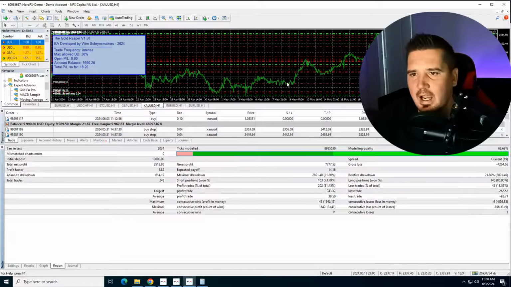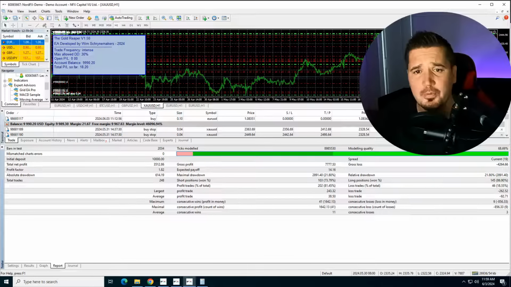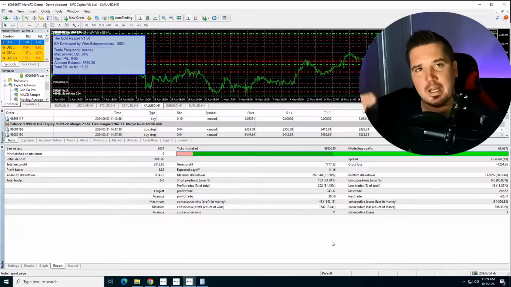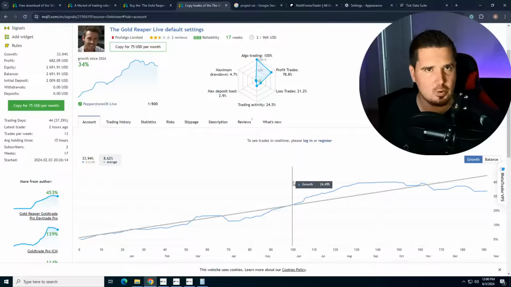So this EA, I would say it depends. It depends. If you have the money to buy this and the money to invest in a prop account, this would make a lot of sense because you could be earning a lot of money every month. So trading should be handled as a business. It shouldn't be a get rich quick sort of approach.